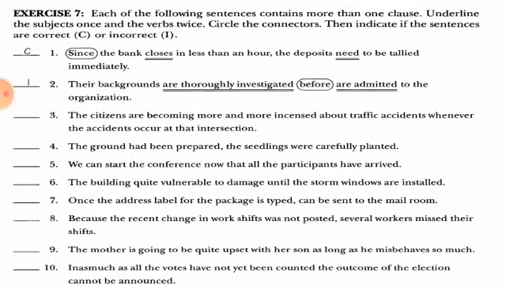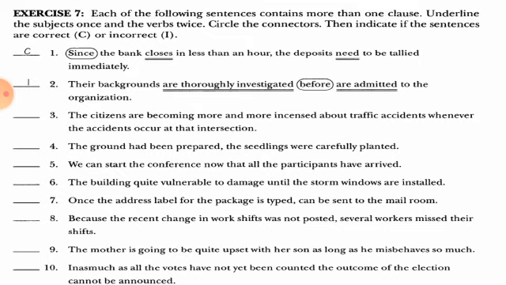Question number 5. We can start the conference now that all the participants have arrived. This sentence is correct. Question number 6. The building is quite vulnerable to damage until the storm windows are installed. This sentence also has two clauses. The first one is the building is quite vulnerable to damage, and we have a connector in the middle of the sentence, which is until, and the second clause is the storm windows are installed.